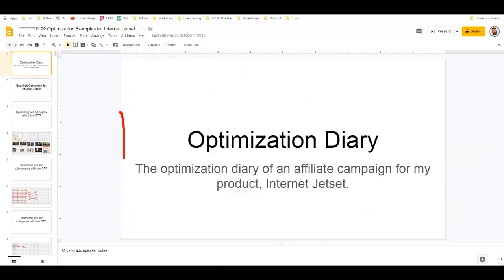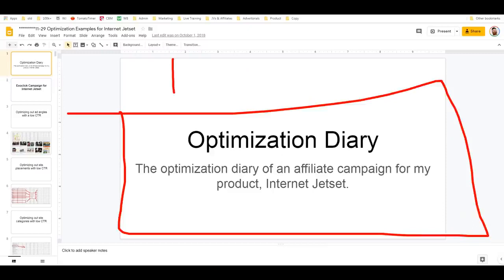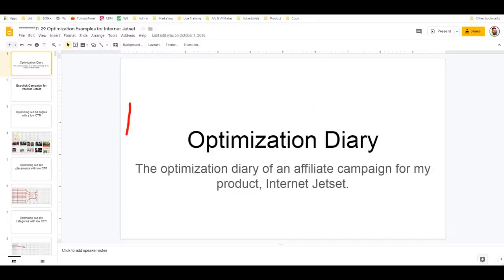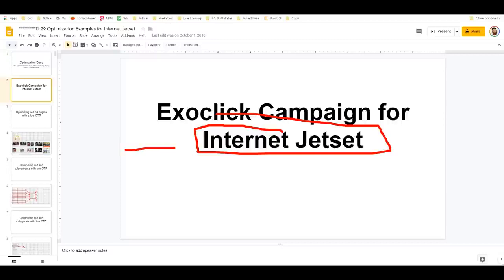Now, I do what's called keeping an optimization diary. So when I'm trying to figure out how to market a particular niche, what I do is I just literally diary about my efforts of marketing my product. So I'm going to go through a couple different examples of marketing my own product, which was an ebook at the time called Internet Jet Set back in 2017. This is the last time I kept an optimization diary because I was just trying to get this up and going.